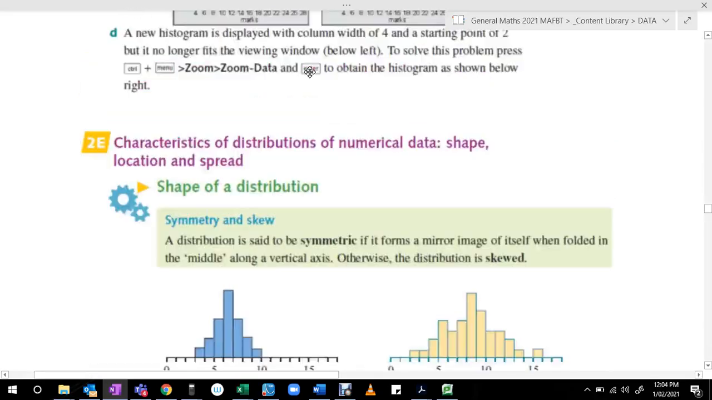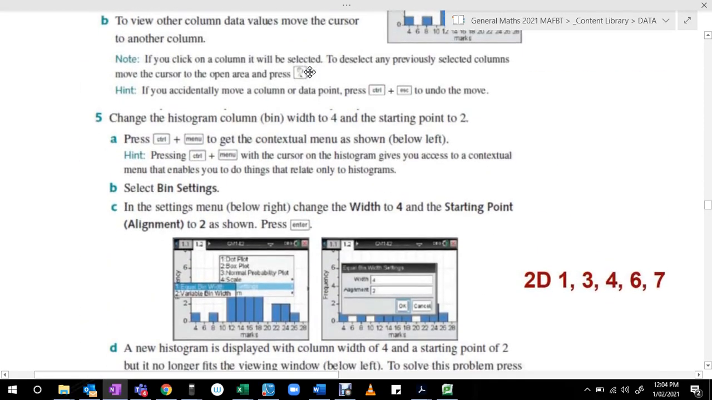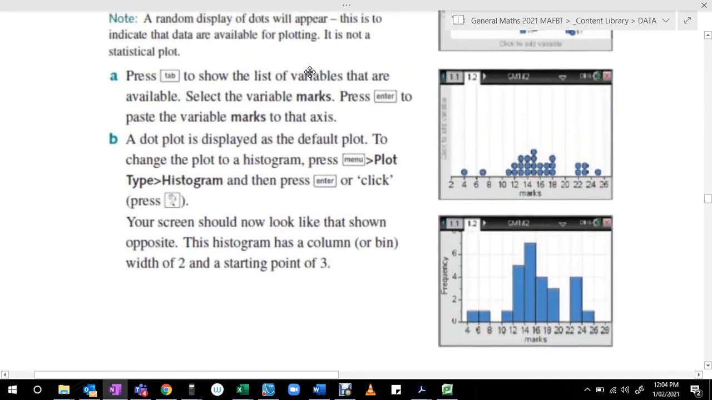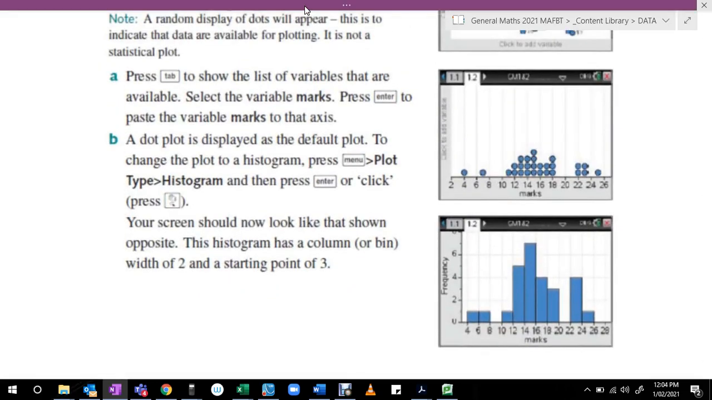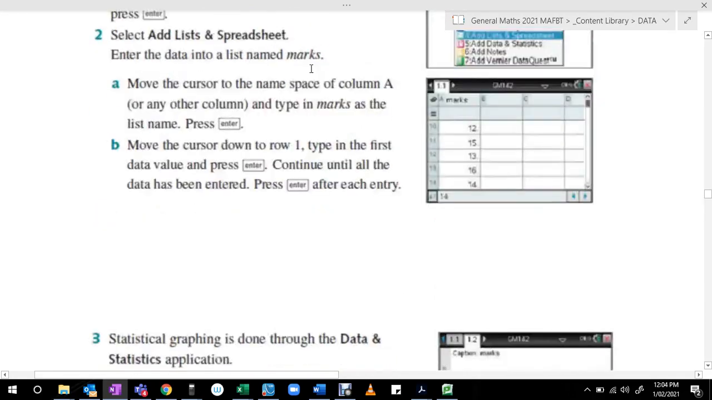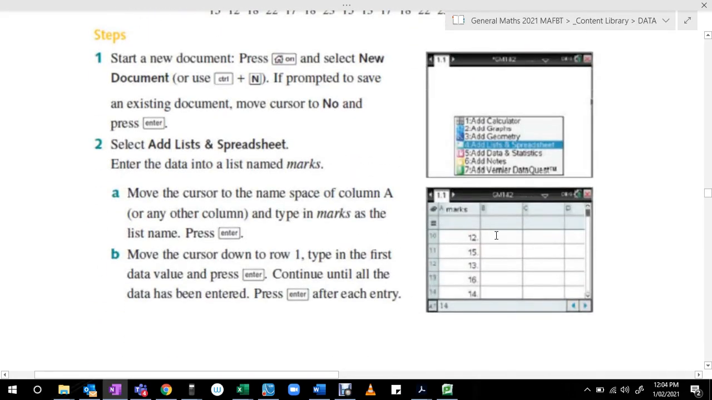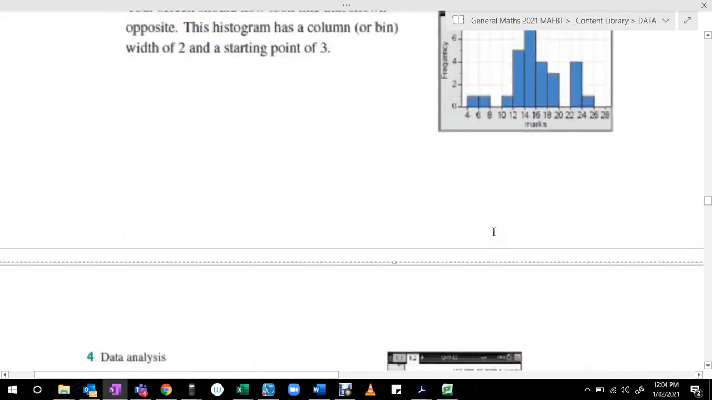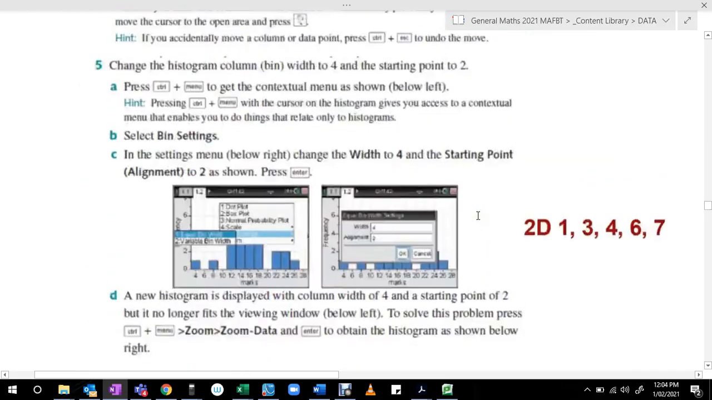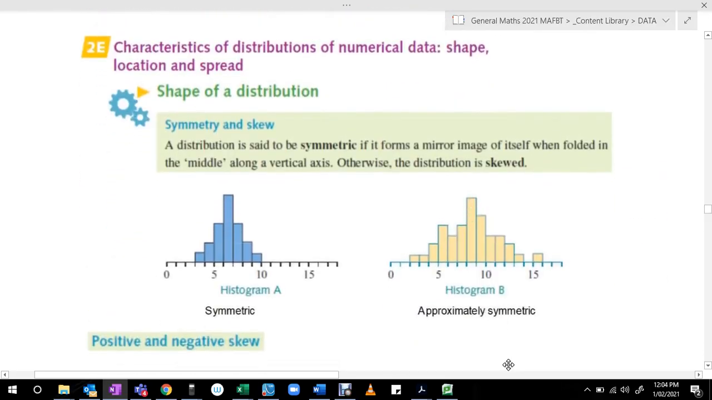Okay, so last lesson we were learning about how to use the CAS to make your histograms and to put your numbers in an Excel sheet like this. And then it turns it into that. Today our focus is going to be on just describing your graphs, your histograms, describing the shapes of it.